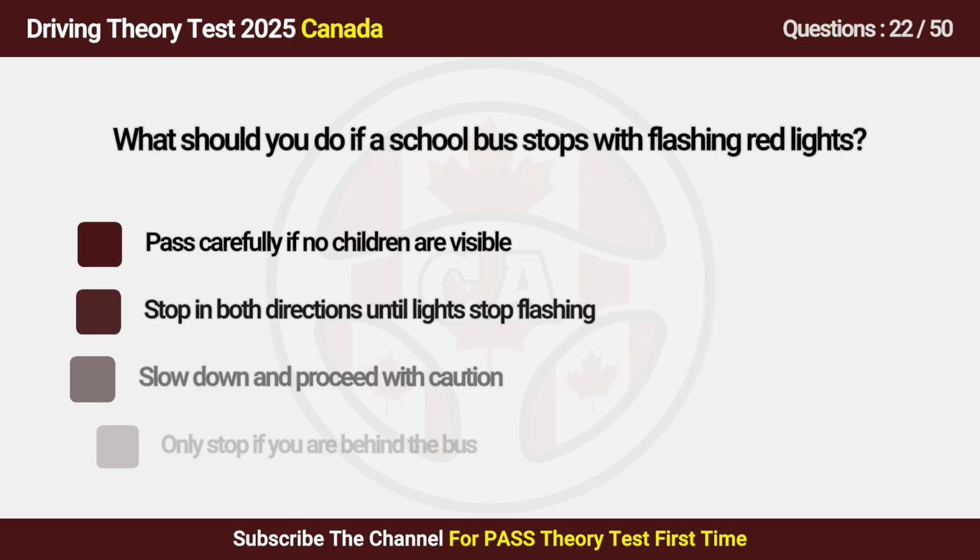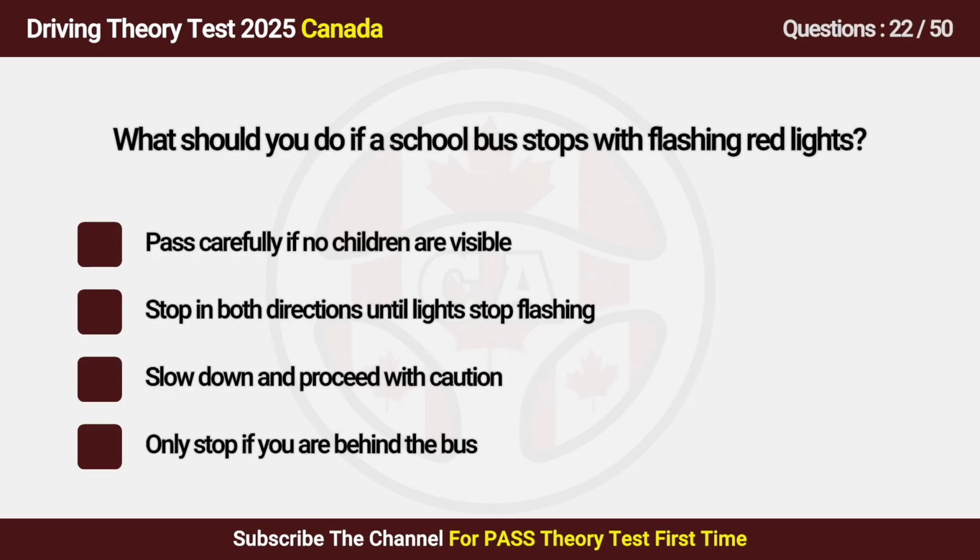Question 22. What should you do if a school bus stops with flashing red lights? A. Pass carefully if no children are visible. B. Stop in both directions until lights stop flashing. C. Slow down and proceed with caution. D. Only stop if you are behind the bus.